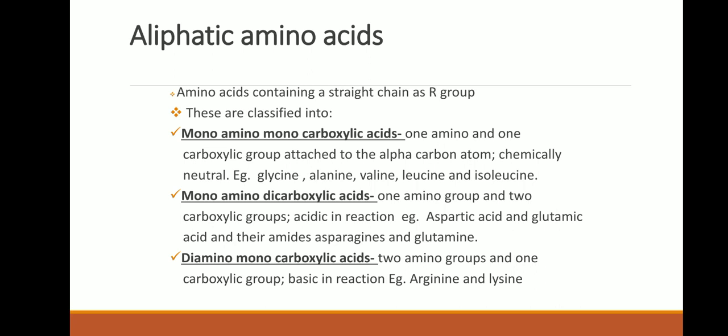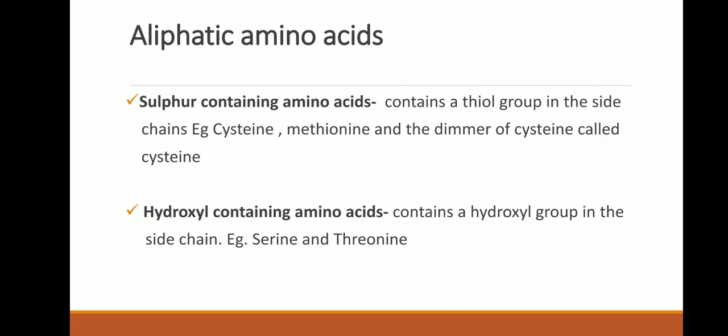And the third type of aliphatic amino acids are diamino monocarboxylic acid, just opposite to the previous one. Diamino means they have two amino groups, and monocarboxylic, that means they have one carboxylic group. They have two amino groups and one carboxylic group. They are basic in reaction. Example, arginine and lysine. And the fourth type of aliphatic amino acids are sulfur containing amino acids.